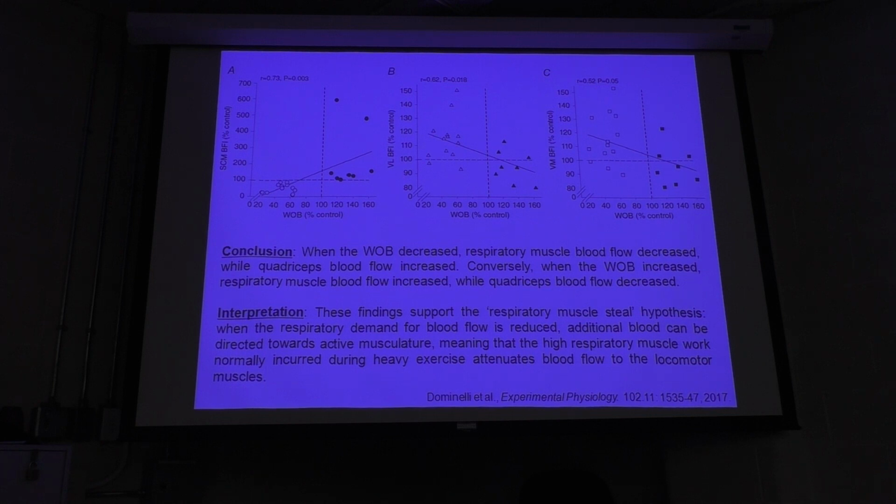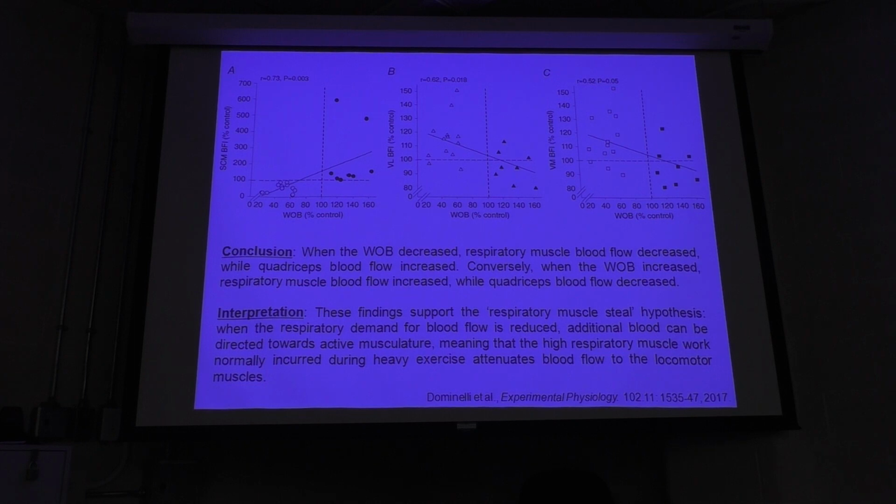So again, taking it one step further, now they're actually showing that you're getting more blood flow in the unloaded condition to the sternocleidomastoid and less blood flow to the periphery. So now this is the first study that's actually done simultaneous measures of blood flow to both the respiratory and the peripheral muscle. Okay? So when the work of breathing decreased, respiratory muscle blood flow decreased and quadriceps blood flow increased. When the work of breathing increased, respiratory muscle blood flow increased while quadriceps blood flow decreased.